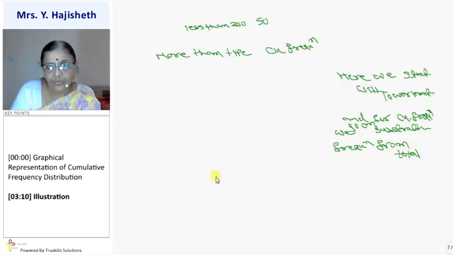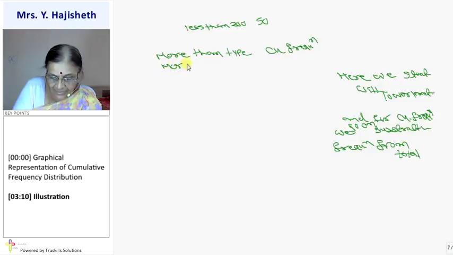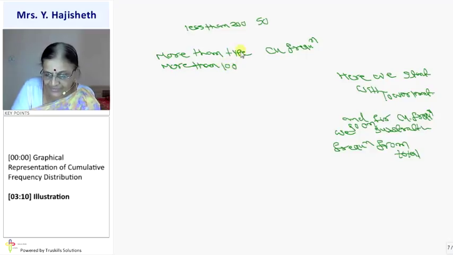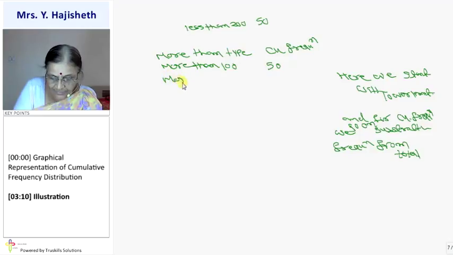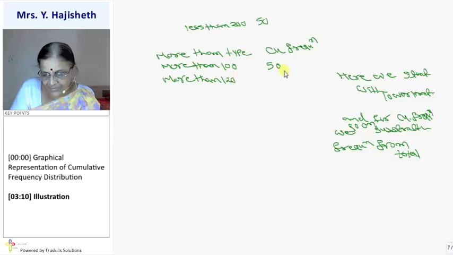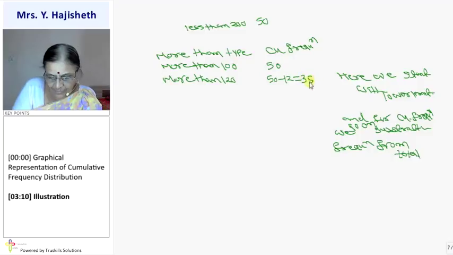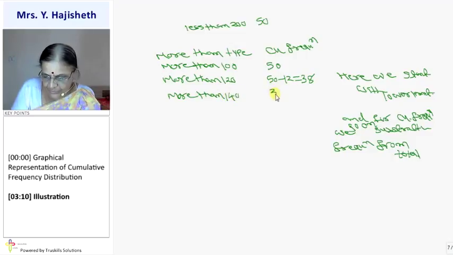देखो, more than type and cumulative frequency. In more than type, I start with lower limit, more than 100. More than 100 मतलब पूरे का पूरे 50. More than 120 तो 50 में से वो 12 माइनस कर दो तो 38. Then more than 140 तो 38 में से 14 माइनस कर दो तो आएगा 24.